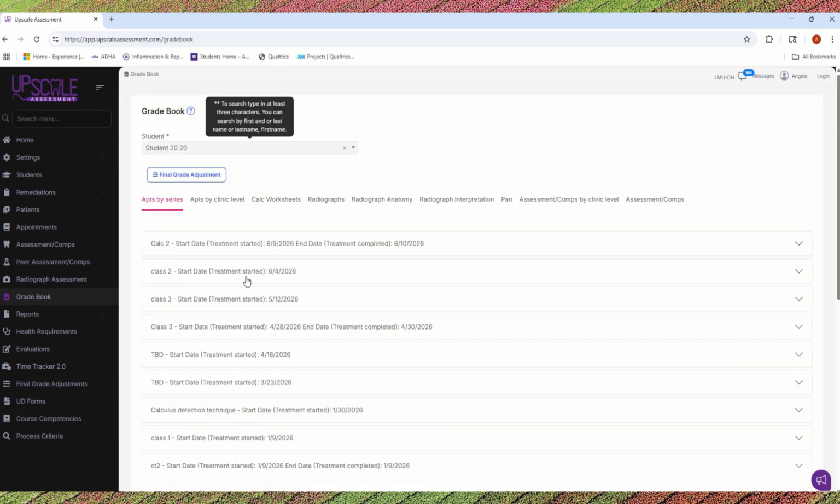It also has these. So it says Calculus 2, treatment started, but there's no completed treatment date. Then this means that this patient is not done. So the student still needs to complete this. So this gives us an idea of how many patients the student has completed and how many outstanding patients they still need to complete.